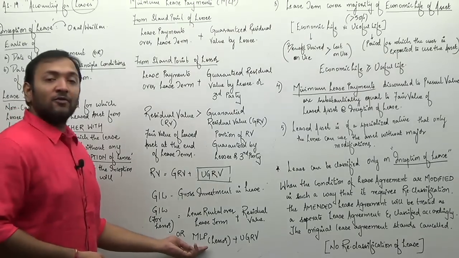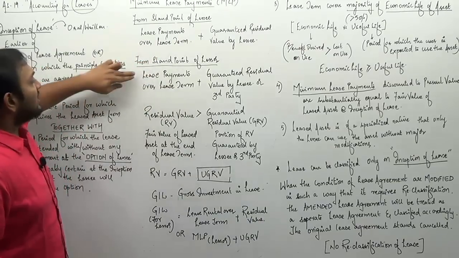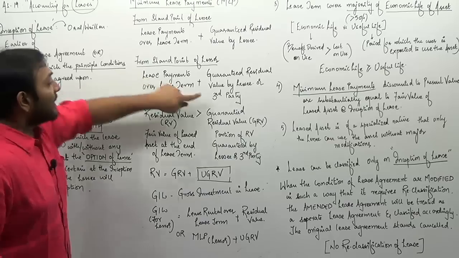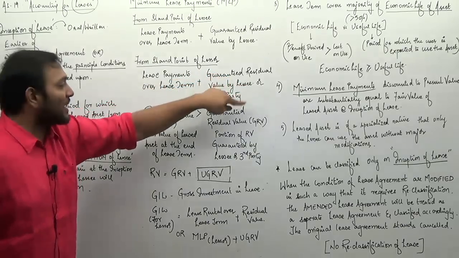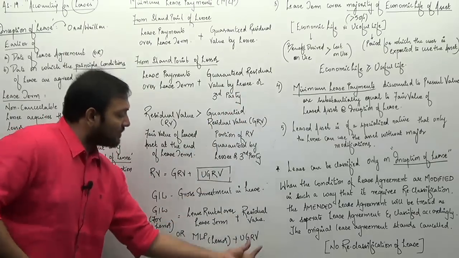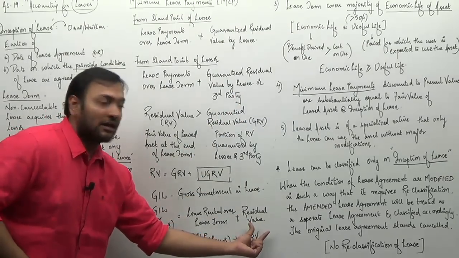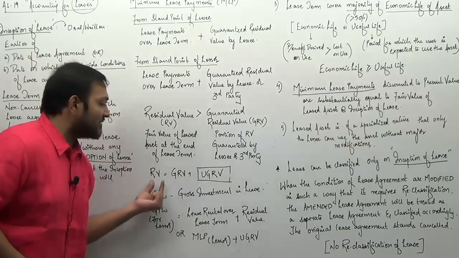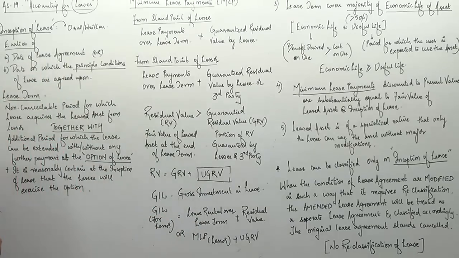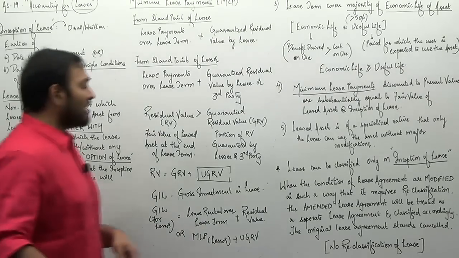What is minimum lease payment from the standpoint of the lessor? Minimum lease payment from the standpoint of the lessor is lease payment over the lease term plus guaranteed residual value by the lessee or the third party, plus UGRV. That means GRV plus UGRV can also be written as RV. We have already seen this, GRV plus UGRV is RV. So I can write it as lease rental over the lease term plus the residual value. Or it can also be written as minimum lease payments from the standpoint of the lessor plus the unguaranteed residual value.